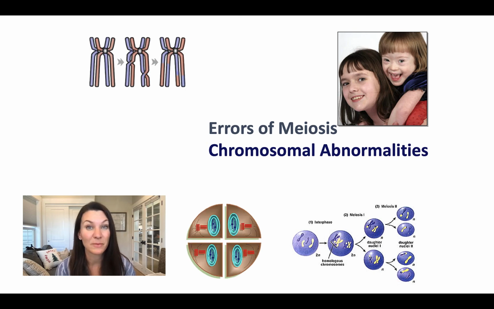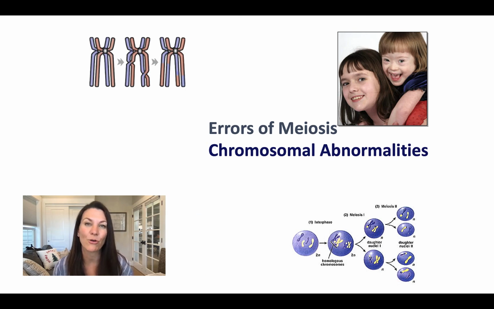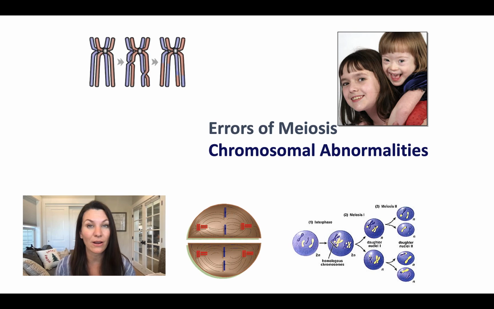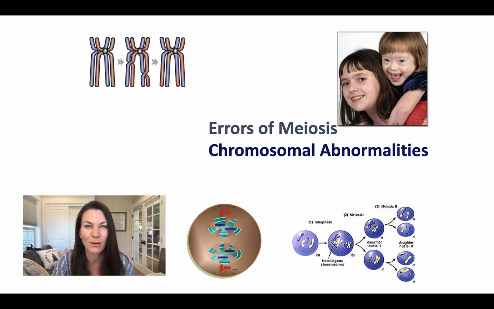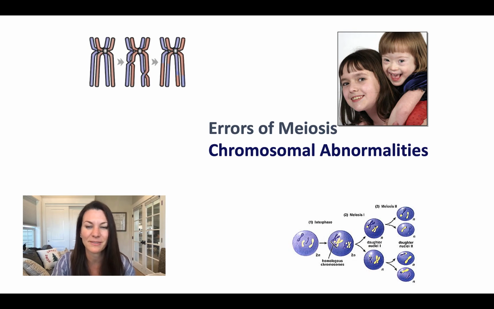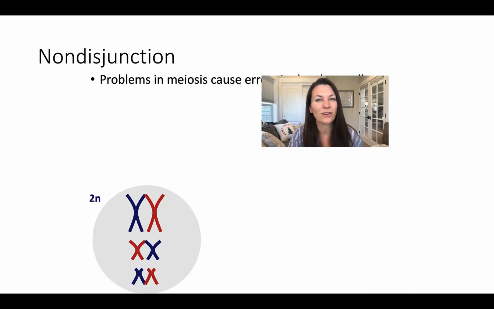Hi everyone, this is Mrs. Belong, and today we're going to talk about chromosomal abnormalities, or errors that can occur during meiosis that lead to the inappropriate number of chromosomes being in the gametes. Now, this can occur in a couple different ways.